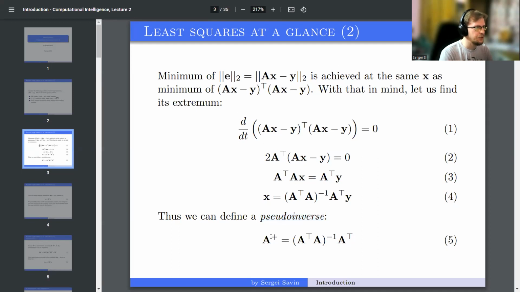Any questions about this? Have you seen pseudoinverse before? Has anyone seen pseudoinverse before? Yes. Mm-hmm. So this is not the first time you encounter it. Okay.